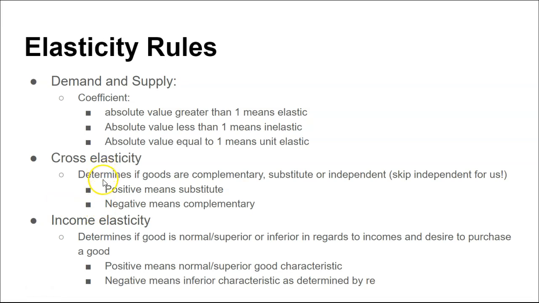So for cross elasticity, a positive outcome means substitute. Negative means complementary. For the income, a positive means a normal or superior good, and a negative means an inferior good. Look at the other videos to kind of go from there.